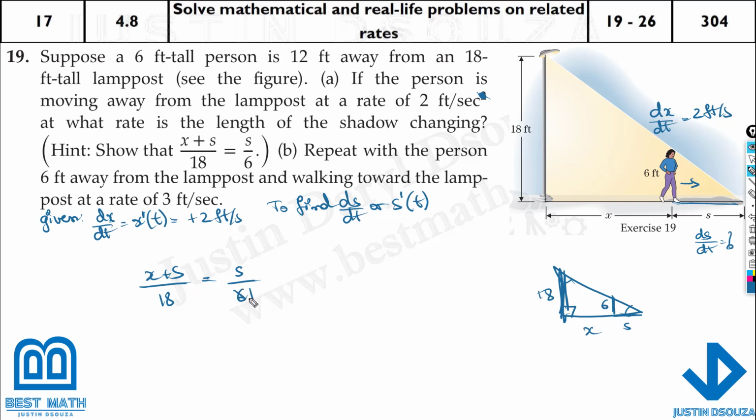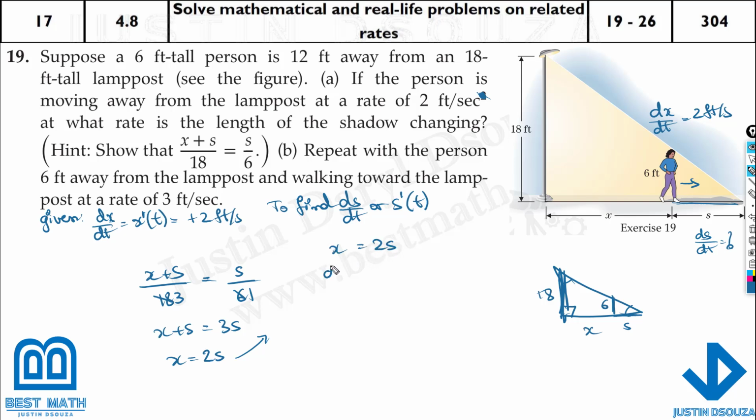Now we simplify 6 one time and 3 times, and multiply this 3 to the other side. It'll be x plus s is equal to 3 times s. Take this s to the other side, and x is equal to 3s minus s, which is 2s. But now we do not want these values, we have to find the derivative, because we have the value of dx/dt and we have to find ds/dt. So let's do implicit differentiation on both sides with respect to time. x is equal to 2s.